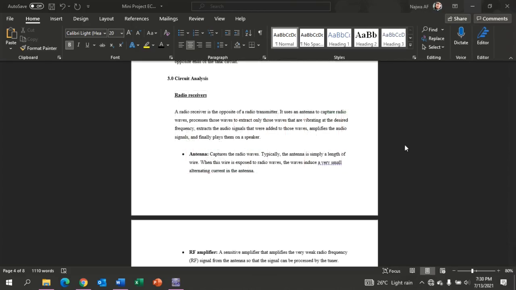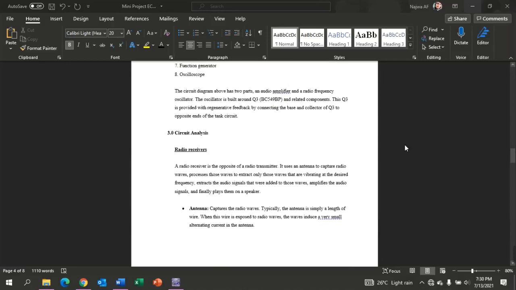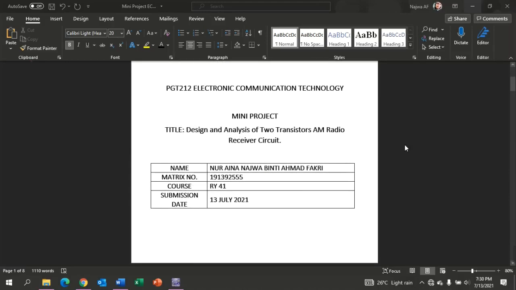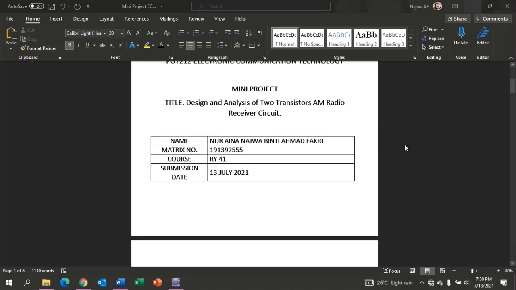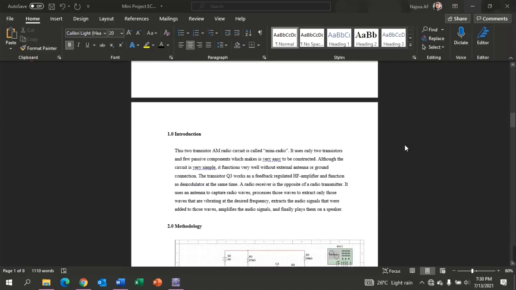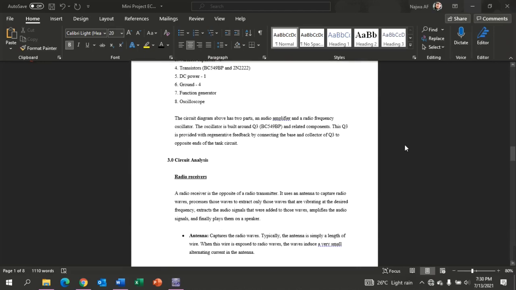Next is circuit analysis. As we know, the topic that I got is to design and analyze of two transistor AM radio receiver circuit. So, for the circuit analysis, I focus on the radio receiver.